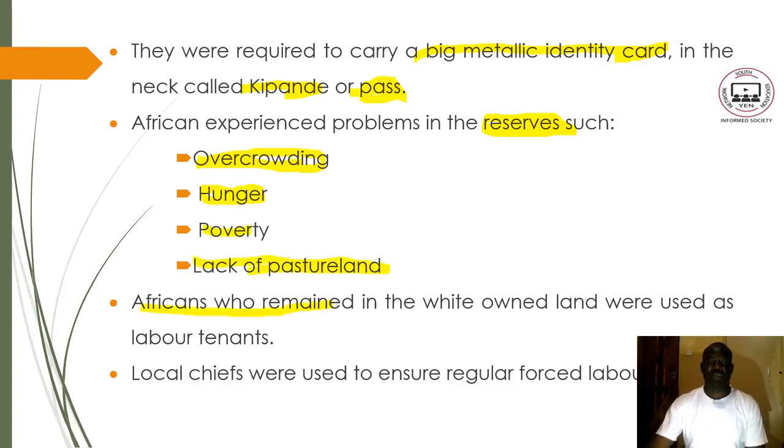So Africans who remained in the white-owned land were used as labor tenants. So you can remember, or you can connect this one to what happened in Zimbabwe again. We also mentioned the same. Then the local chiefs were used to ensure forced labor.